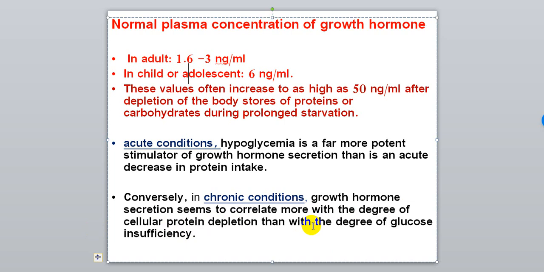in an acute condition, suddenly the person is exposed to a deficiency of energy in the body, starvation or fasting. I will have a deficiency or decrease in glucose and a decrease in proteins. The response of growth hormone to decreased glucose is greater compared with decreased protein.